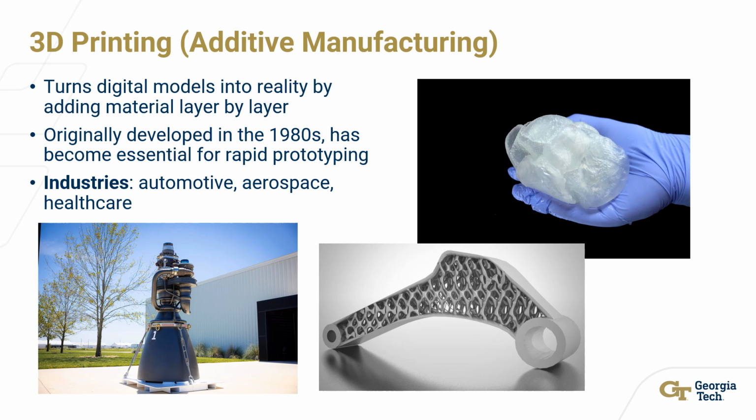Though this industry has seen many advancements in recent years, and industries such as the automotive, aerospace, and healthcare are taking advantage of it. In the bottom left is the SpaceX Raptor engine. This is a 3D printed metal nozzle which has internal geometry which is ideal for cooling. And then in the top right, you can see a 3D printed heart.